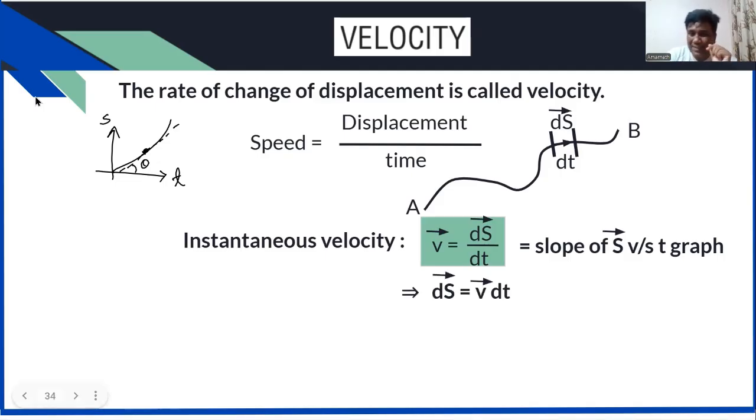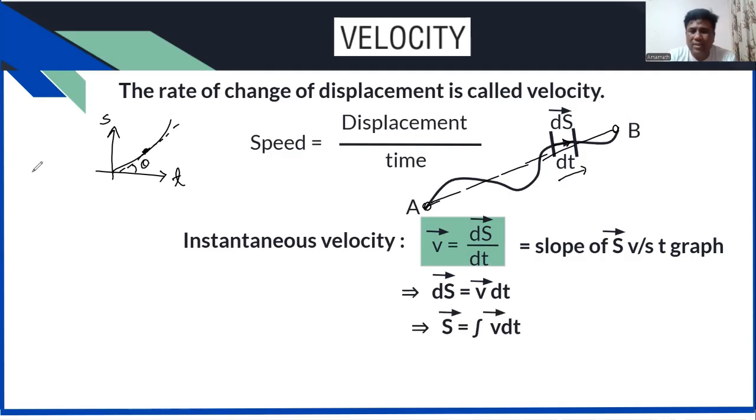ds is the small displacement. v is the velocity at that moment, and dt is time. So velocity into dt is nothing but the displacement. If I need to calculate the total displacement, say from here to here, the total displacement is the shortest distance, this line. So I just integrate it. Integration of ds will be just s.